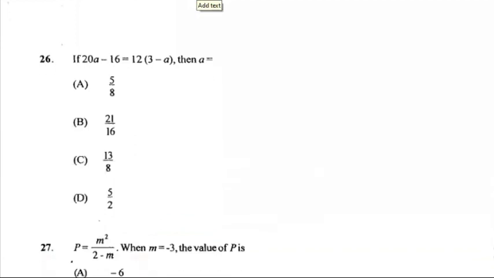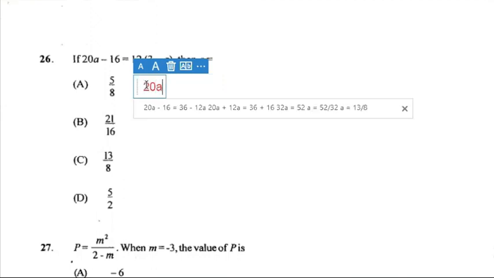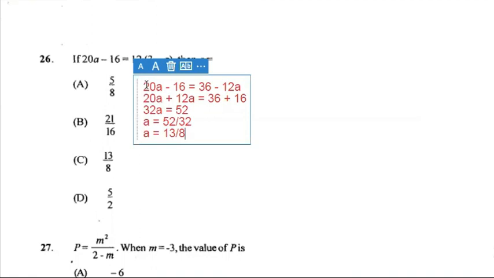26, if 20a minus 16 is equal to 12 multiplied by this bracket of 3 minus a, then a is equal to, so first we're going to expand and then simplify. So it is 20a minus 16 is equal to 36 minus 12a, and the 36 comes from 12 times 3, and then 12a is 12 times a. So then we put all our a's on one side of the equation and all our numbers on the other side, so it becomes 20a plus 12a to give us 32a, and 36 plus 16 to become 52.